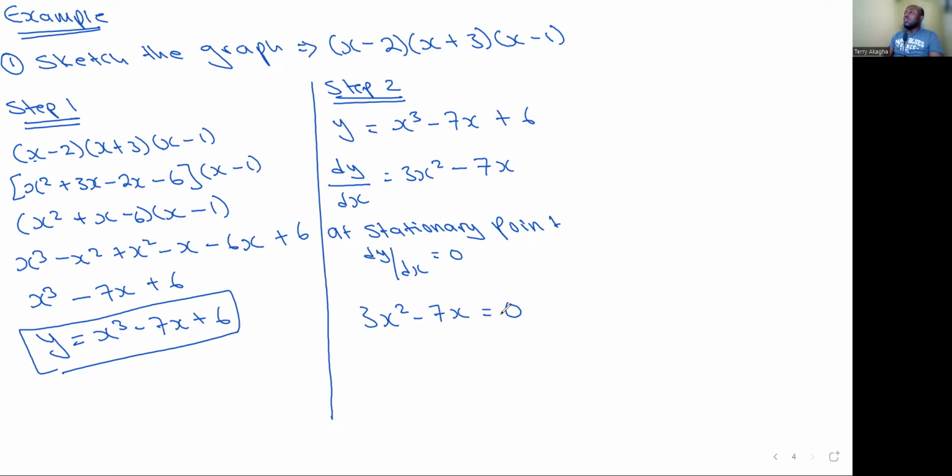Oh, I think I made a mistake here. When you differentiate this, it's 3x squared minus 7. So it's not 7x. All right? So this will give you minus 7 is equal to 0. So when you differentiate, 3x squared minus 7 will be equal to 0.